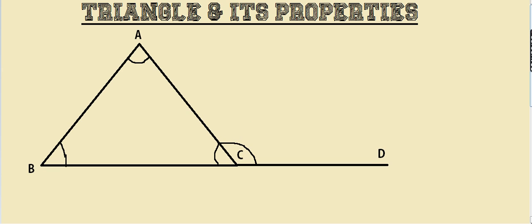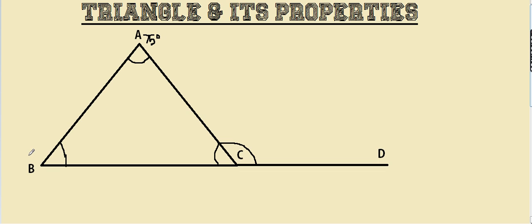ये triangle के बाहर form हो रहा है. Similarly, you can have three exterior angles. If A is extended, you can have one exterior angle there. If B is extended, you can have one exterior angle there. Now suppose the value of A given is 75 degree, the value of B given is 35 degree, and you are supposed to find the value of C.